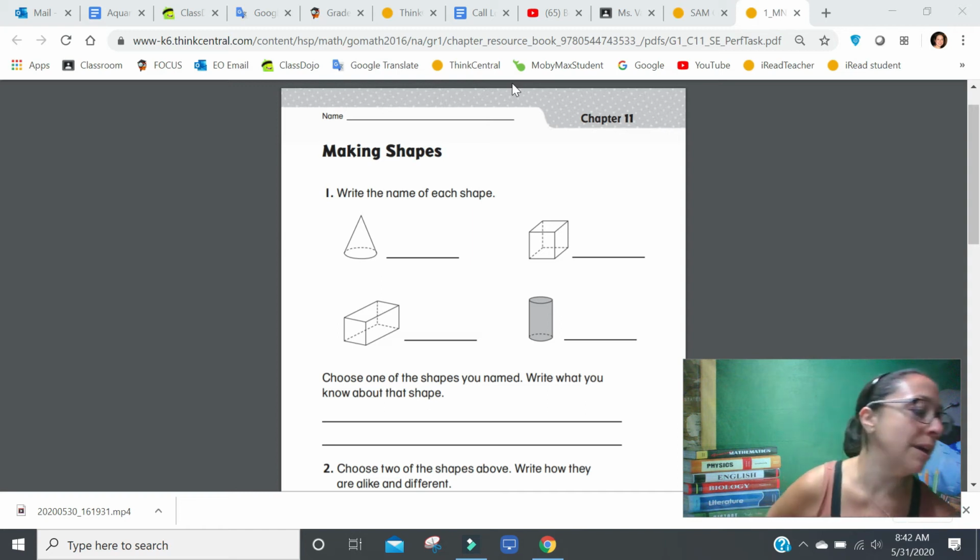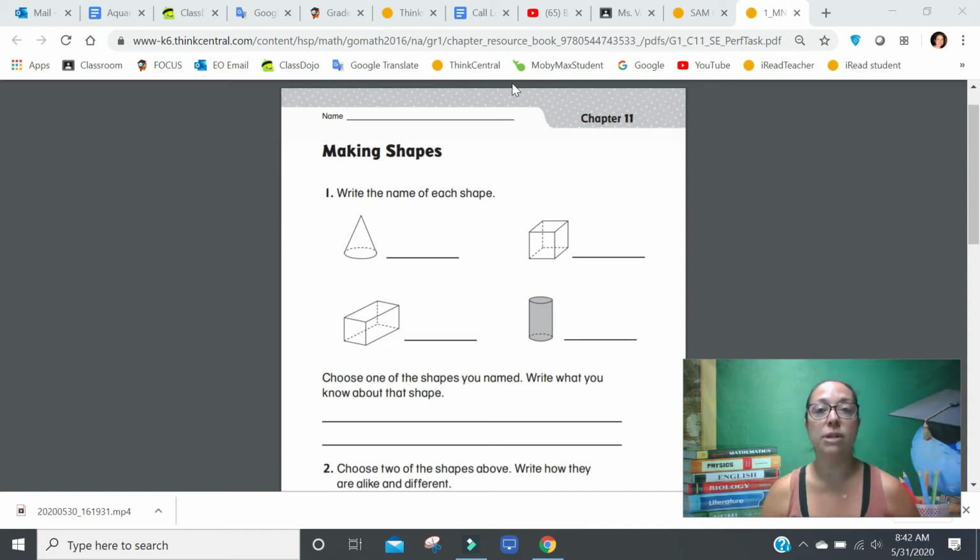Okay, so hemos aprendido de figuras sólidas y cuando esas figuras sólidas se pueden poner en una superficie plano, que otra forma puede ser plana. Por ejemplo, con el cilindro puede ser un círculo. All right, so let's get started.